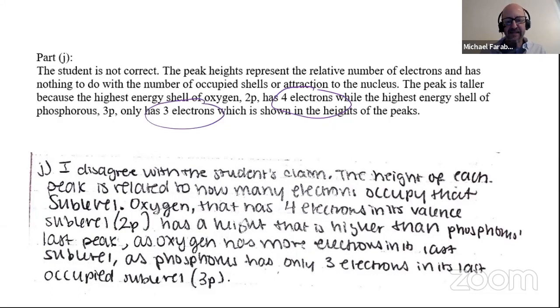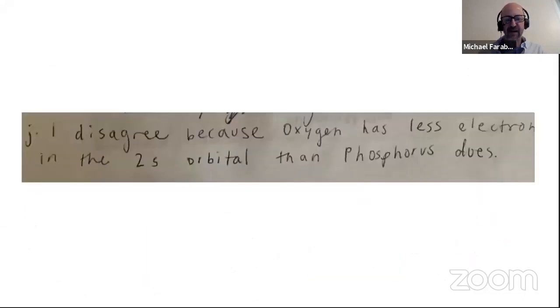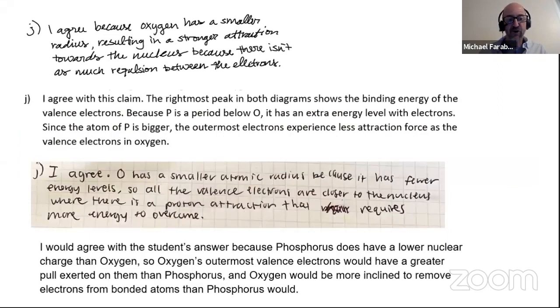Looks good. I disagree. The height of each peak is related to how many electrons occupy that sublevel, comparing P4 and P3 configurations. All right, this person disagrees, but they say because oxygen has less electrons in the 2s orbital than phosphorus. Okay, so that's not true. And then we had several people that agreed. I agree because oxygen is smaller. I agree because of the binding energy. I agree because phosphorus has a different nuclear charge. So again, it is about the number of electrons. So you were supposed to disagree with that claim.